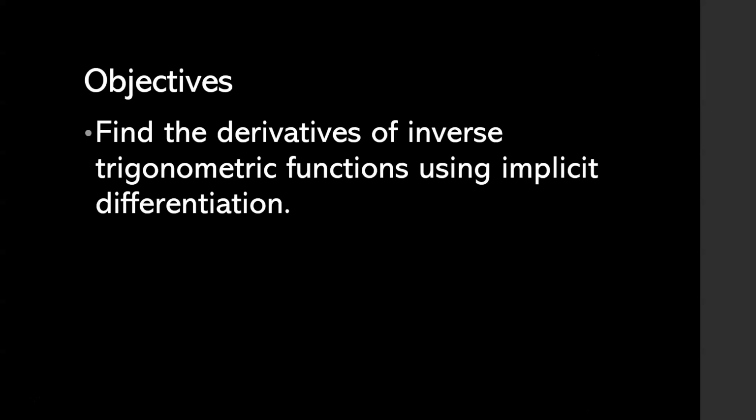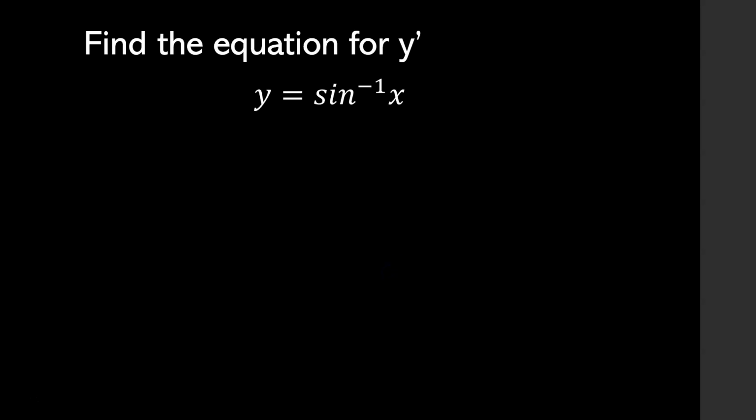So all we're doing today is finding the derivative of each of the 6 primary inverse trigonometric functions, and we have to do that using implicit differentiation. Okay, let's make sure we understand this equation. y is the inverse sine of x. You might be familiar with another notation. You also might see y is equal to arc sine of x. These two things mean the same thing.